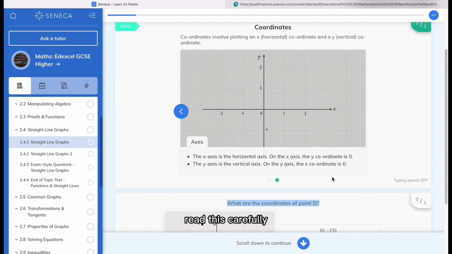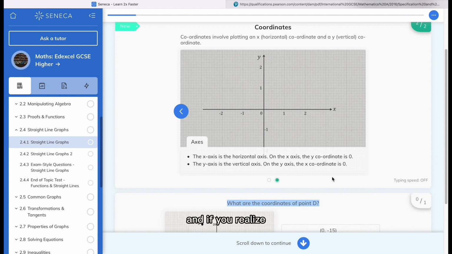The grade 9 students read this carefully, make sure they absorb the knowledge. They keep reading it until they absorb the knowledge, and they even test themselves before the questions come. So the question might say, what do you have to do? Rearrange to get the equation into the form. They look somewhere else and say y equals mx plus c. Do you understand?